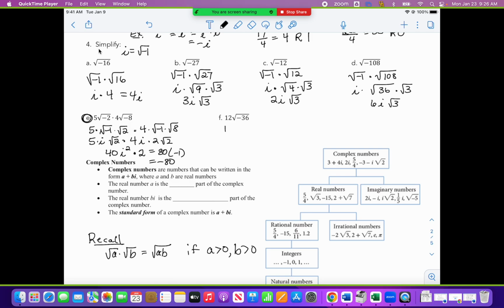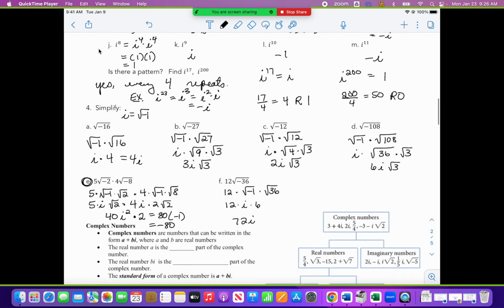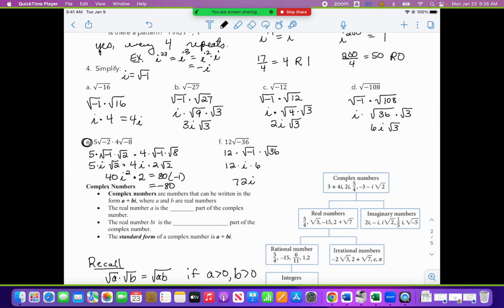All right, letter F. This is 12 times the square root of negative 1 times the square root of 36. So I get 72i. So this is just simplifying with the square root of negative 1. So the big idea today is i equals, let's write this again, i equals the square root of negative 1 and i squared equals negative 1. Okay, this is what's new today.